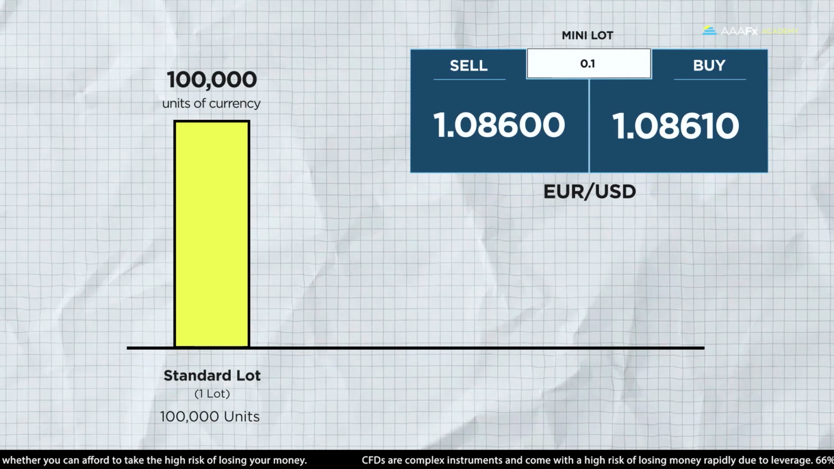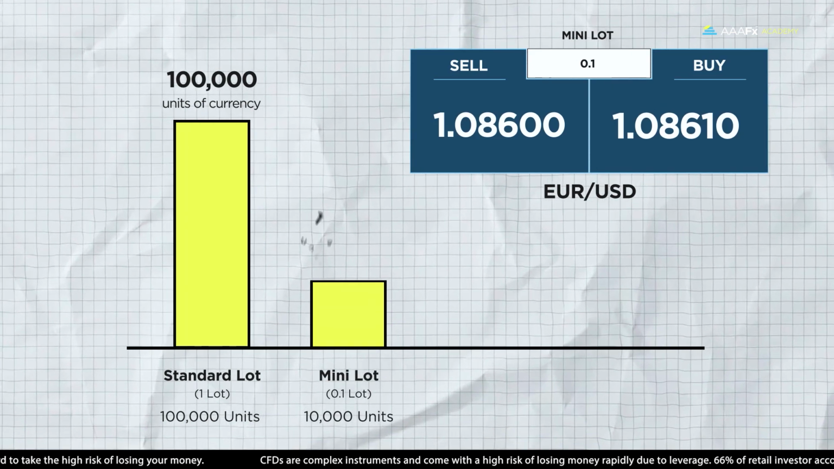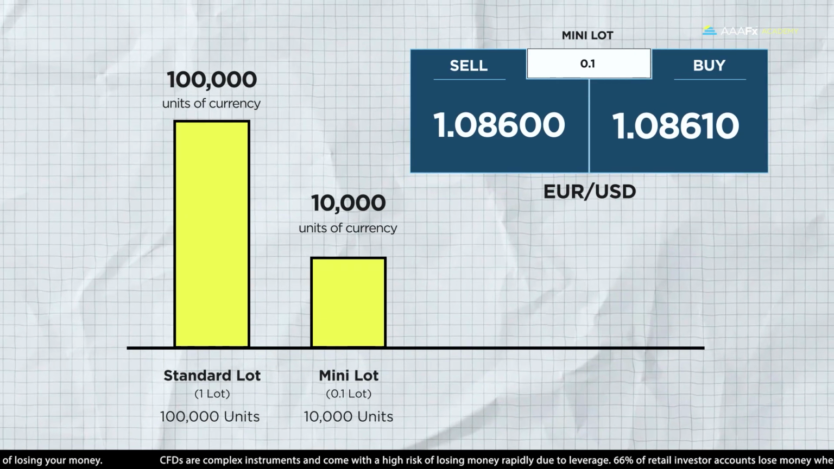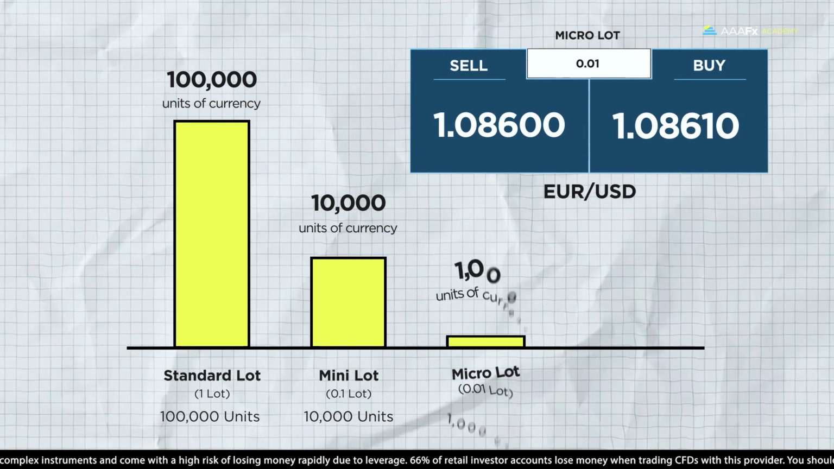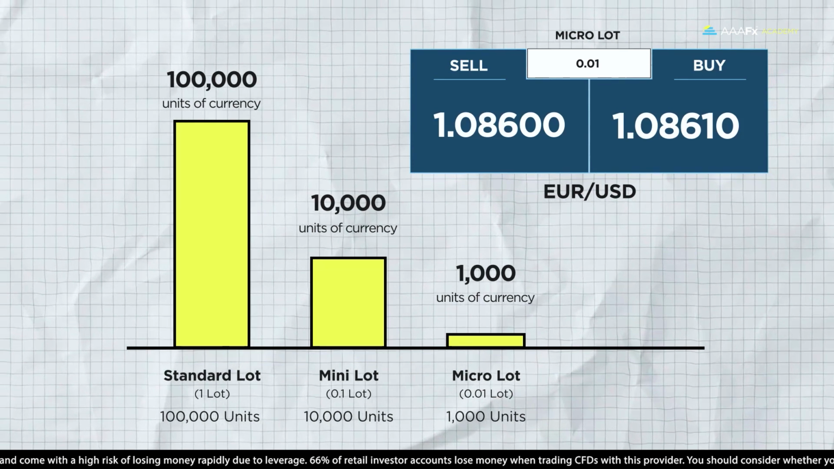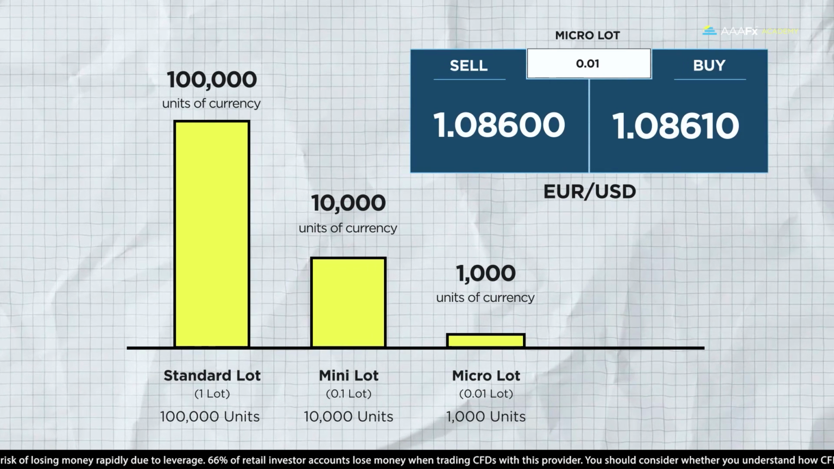However, if you were trading one mini lot, which is 10,000 units of the base currency, your trade would involve 10,000 euros. And for a micro lot, it's just 1,000 units of the base currency, or 1,000 euros in the case of Euro USD. Think of it like ordering at a restaurant.